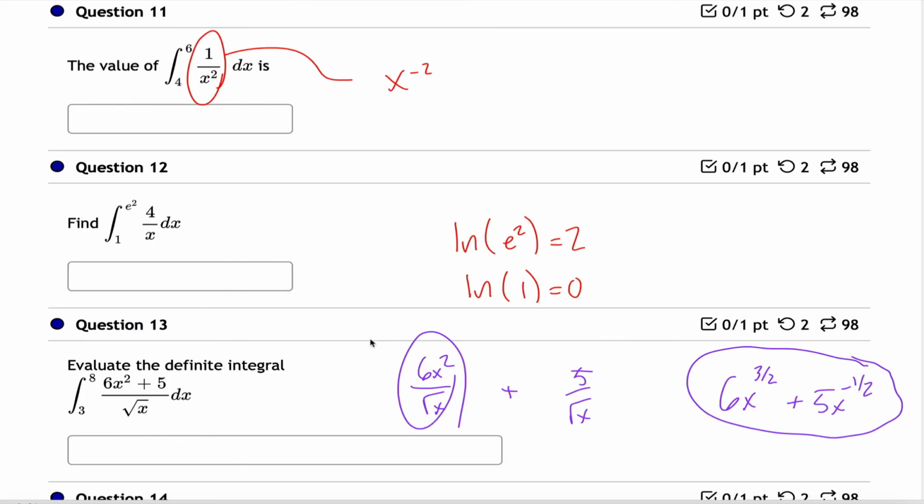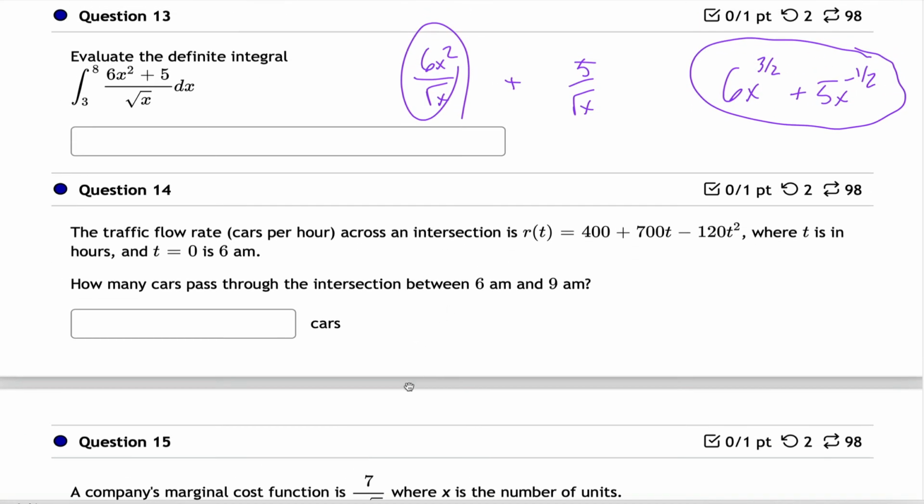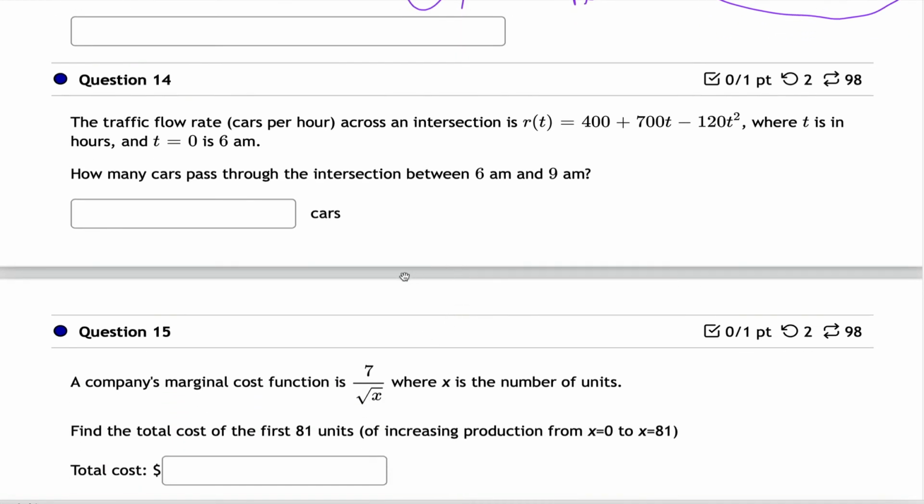At this point, you're done with anything that you might see on the quiz, so the rest is just finishing up the homework. We got 3 more problems. They're all word problems, although I think what you'll see is they're not especially challenging word problems. These word problems are really just asking you to evaluate definite integrals. So they give you the traffic flow as a function, where t is in hours and t equals 0 is 6 a.m.